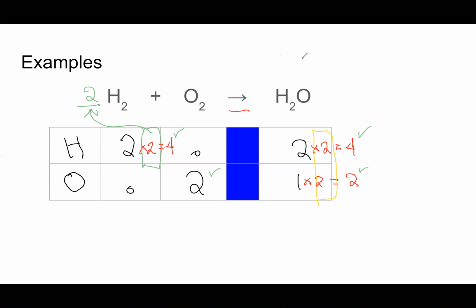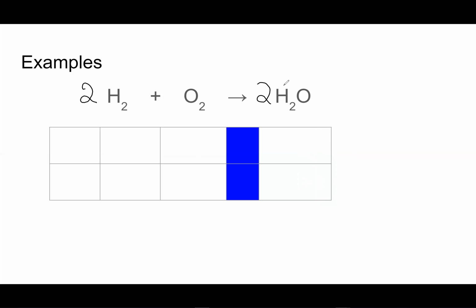You could tell there's 2 times 2, 4 hydrogen atoms plus 2 oxygen atoms. And on this side, we have 2 times 2 is 4 hydrogen atoms and 2 times 1, because this whole unit is multiplied by 2, 2 oxygen atoms, so I'm good to go. All right, so that's basically how you balance a chemical equation.